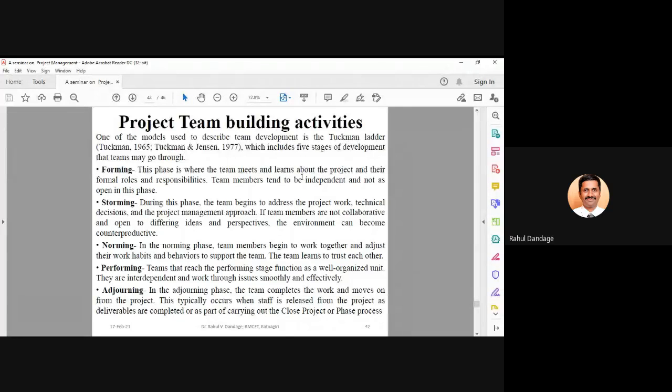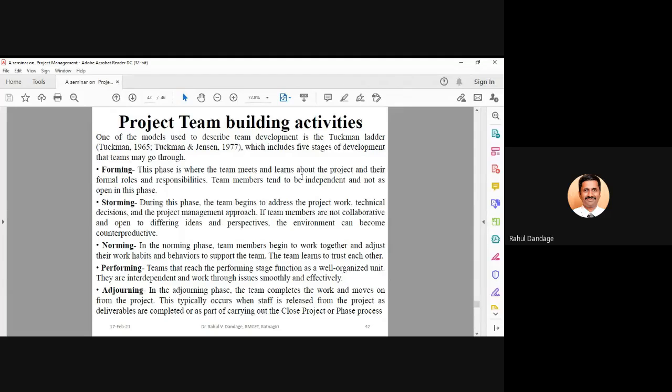Project team building activities. These project team building activities are based upon a model by Tuckman. This model was proposed somewhere in 1965, 1977. There are 5 stages of team development: forming, storming, norming, performing, and adjourning. Even though this model was proposed in 1965, you can see it is still applicable. This model is still in practice, and people refer to these activities for project team building.